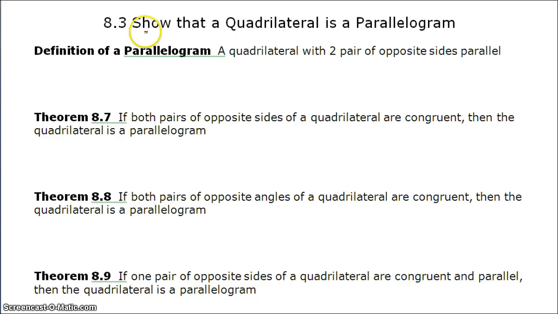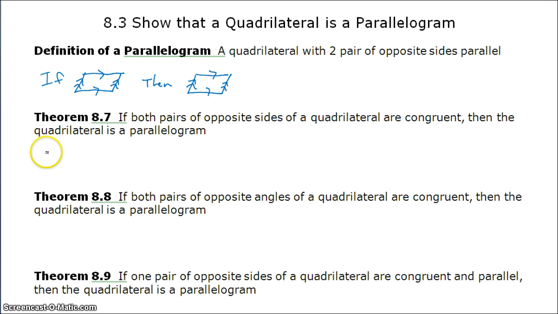There are multiple ways to prove that a quadrilateral is a parallelogram. The first way is by the definition of a parallelogram. If we have a quadrilateral and we can show that the opposite sides are parallel, then by the definition of a parallelogram, we have a parallelogram, a quadrilateral with two pairs of opposite sides congruent. But that's not the only way to prove that we have a parallelogram.